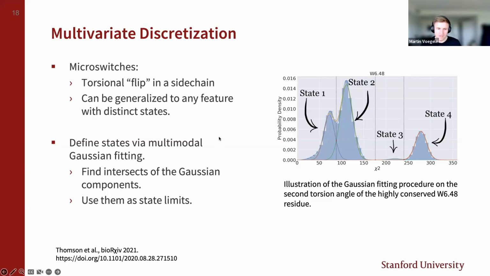So we fit the distribution of each of these features to a multimodal Gaussian. Then we find the intersects of the Gaussian components of this fitting function and use the intersections as the state boundaries. If we take into account more features in the same discretization, we can also discretize in multidimensional space. Usually we take together all the side chain angles of one amino acid and use a multidimensional Gaussian discretization.